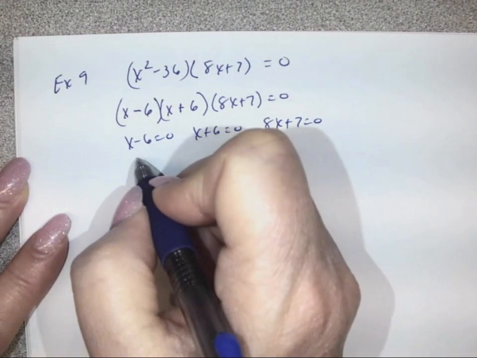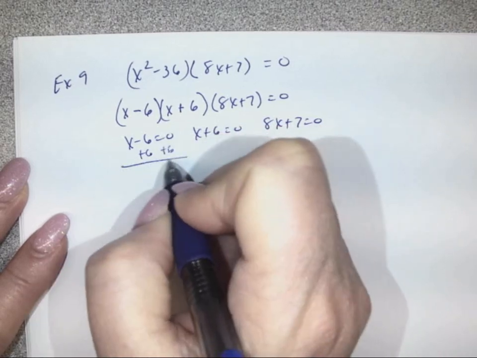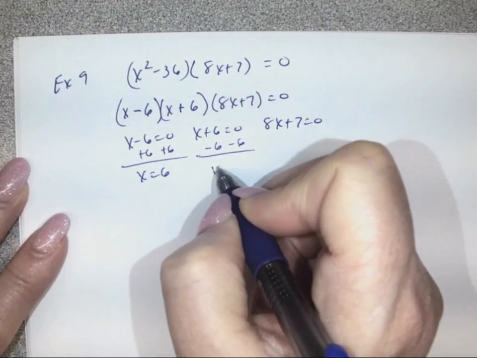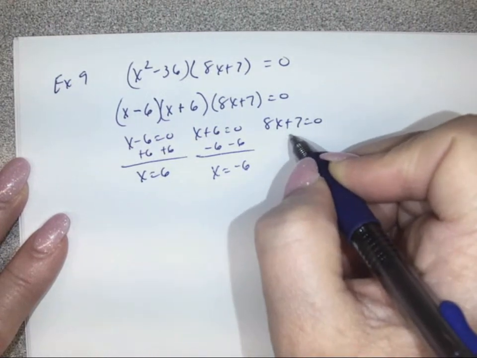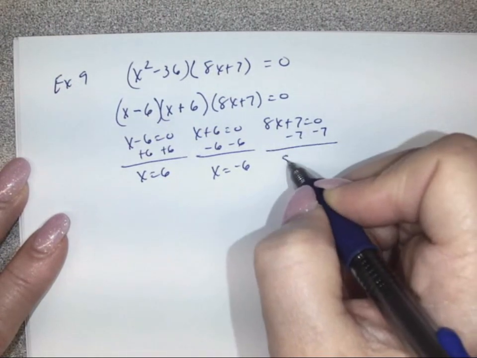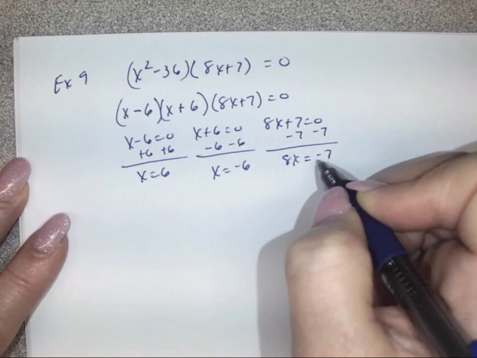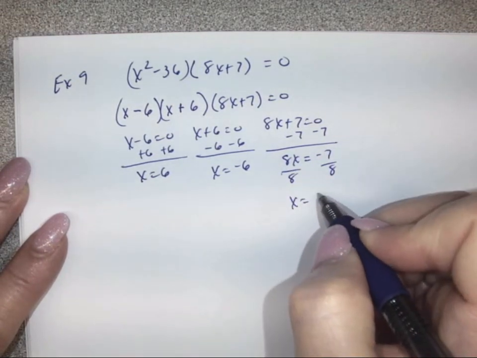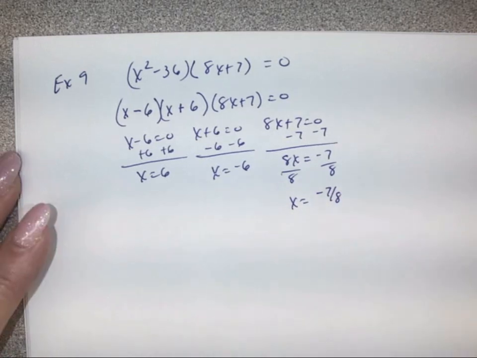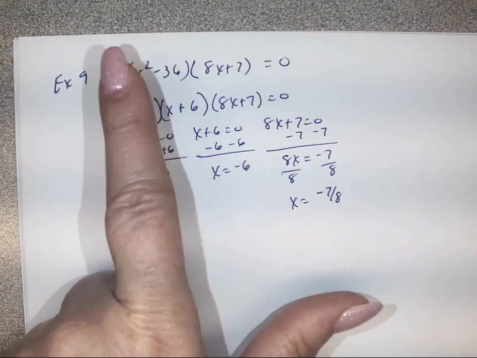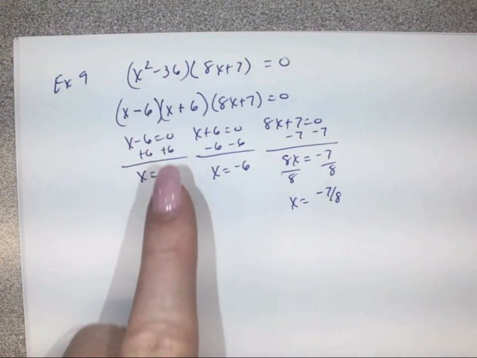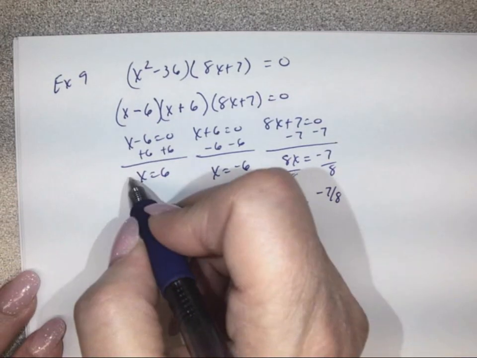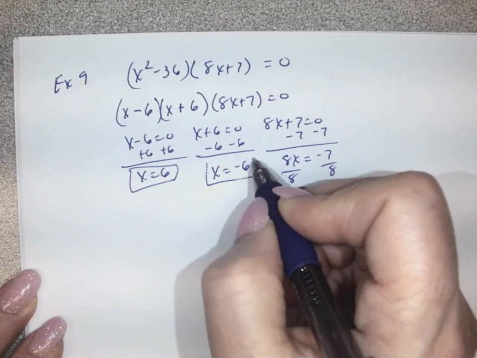So we end up with adding our 6 over, we get x equal to 6. Subtracting our 6, we get x equals negative 6. Subtract the 7, we get 8x equals negative 7. Divide by 8, and x will equal negative 7 over 8. So recognize those differences of squares when you see them. It can make life a little bit easier. So on this one, we have 3 answers again.